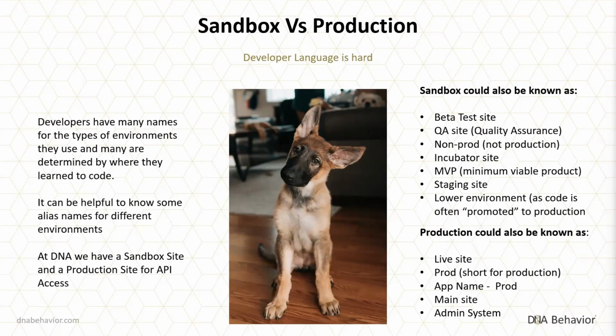So when you're interacting with us, if you use sandbox and production, that'll be a quick win for us, we'll know quickly where you are. If you use one of these other names, this is basically how we think that maps out. In the next section, we're going to talk a little bit more about exactly what it means to start working with the DNA API.